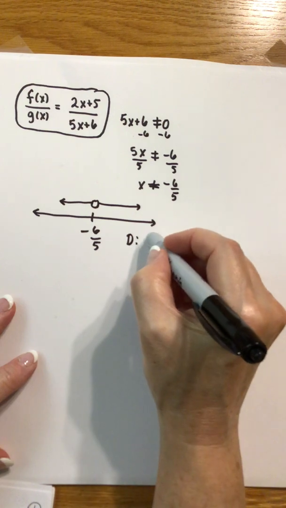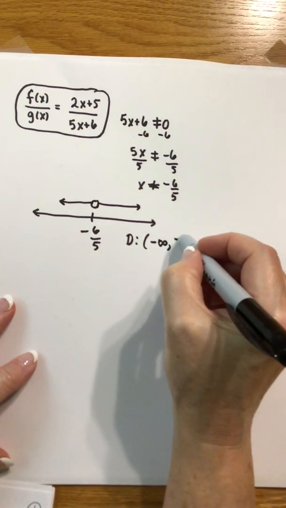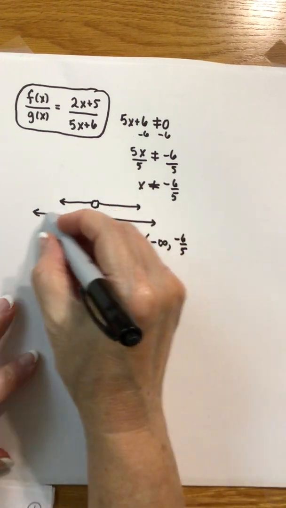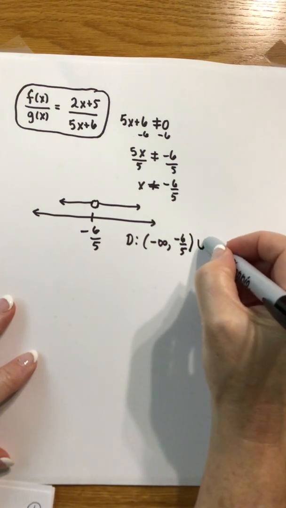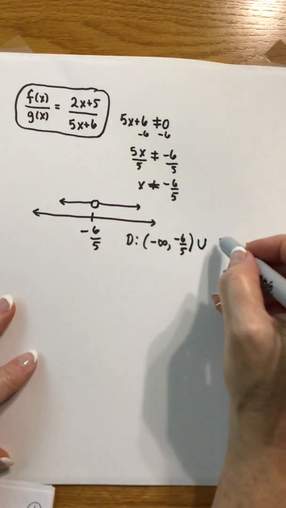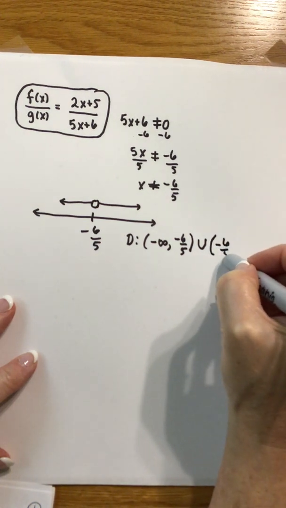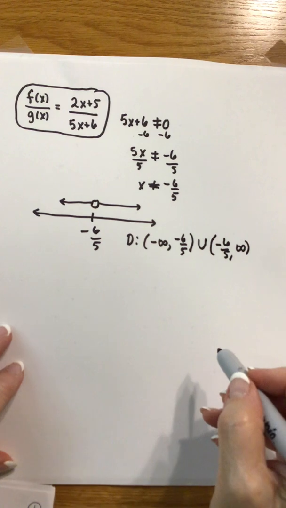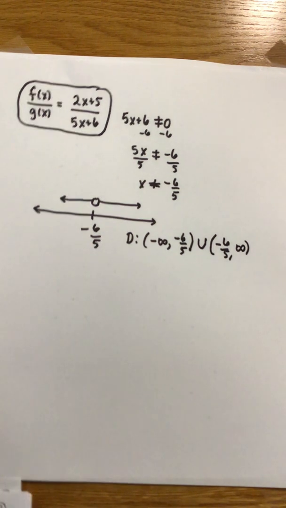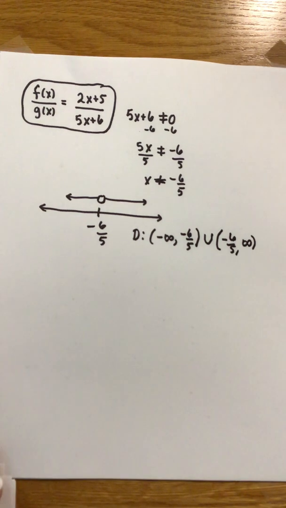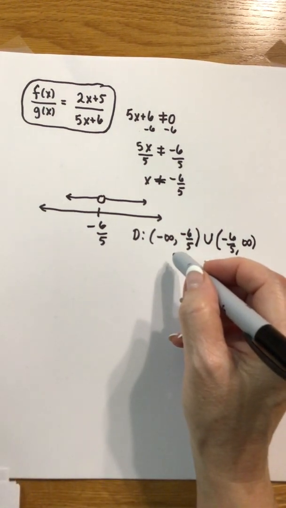So our domain is going to be negative infinity to negative 6 over 5. So this part right here would be negative infinity to negative 6 over 5. But since that's an open circle, we've got parentheses, union. Starting from here and going forward then gives me parentheses again, negative 6 over 5, comma, positive infinity. So everybody caught up to that point? So that would be our domain.